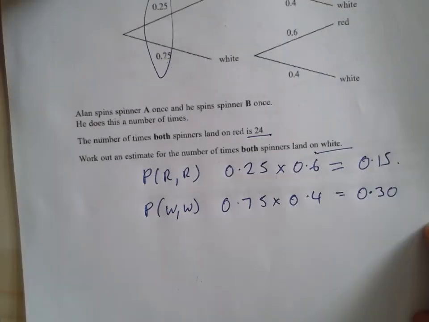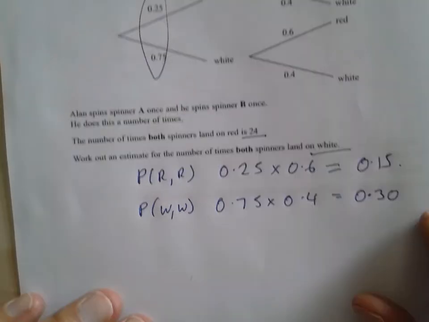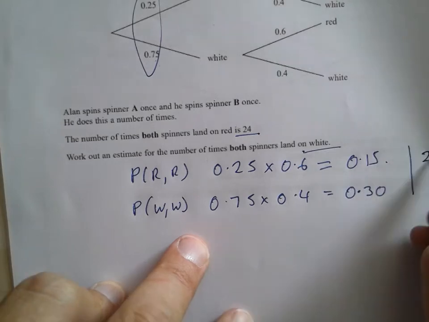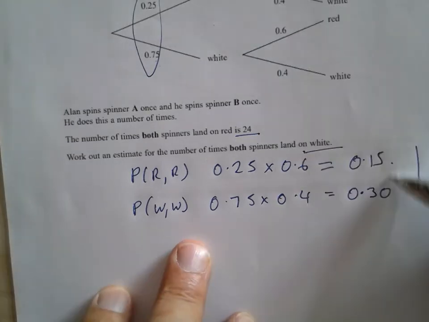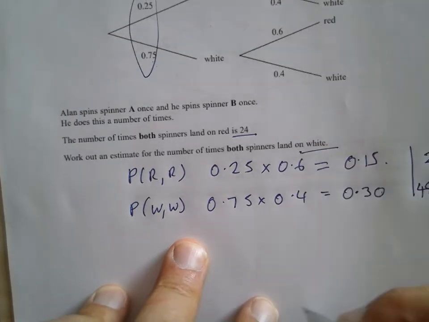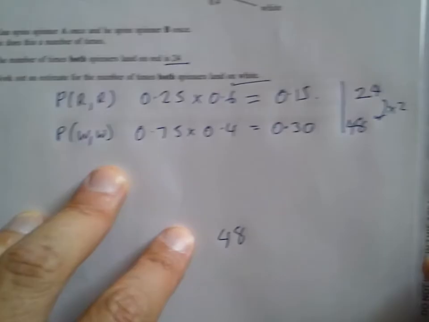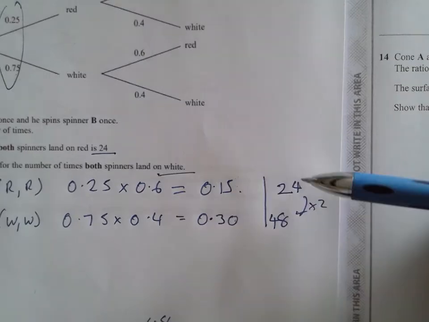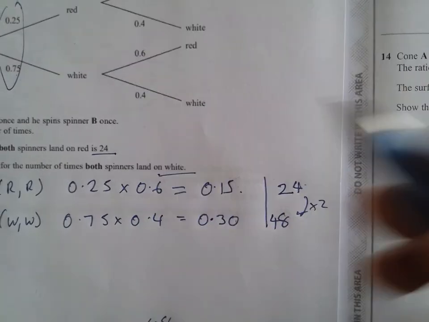Now, let's just think this through. So if the probability of getting a red is 0.15 and I get 24 red, this is double that, so I must get times by 2, 48 white and white. So that's 48. Okay? So what have I done? I've worked out the probability for the red-red branch. I said, well, the probability of getting red is 0.15. I got 24 of those. If I look at this, this is double that, so I'm going to double that to work out how many.